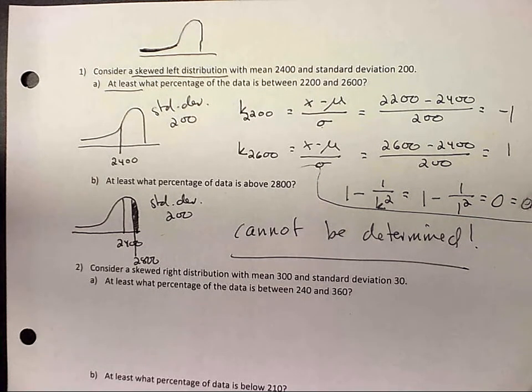Is everybody good with why this cannot be determined? We need to have two cutoffs. We need to have two k values. And those two k values, one of them needs to be positive something, the other one needs to be negative something, where the something is the same. But here we would only ever get one k value, so we would never have that second value. Right, is everybody good with this?